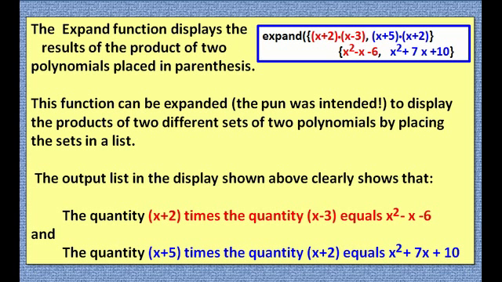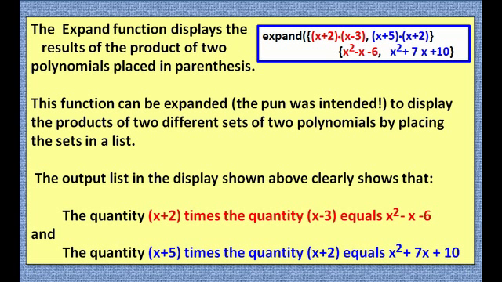The expand function displays the results of the product of 2 polynomials placed in parentheses. This function can be expanded, and the pun was intended, to display the products of 2 different sets of 2 polynomials by placing the sets in a list.